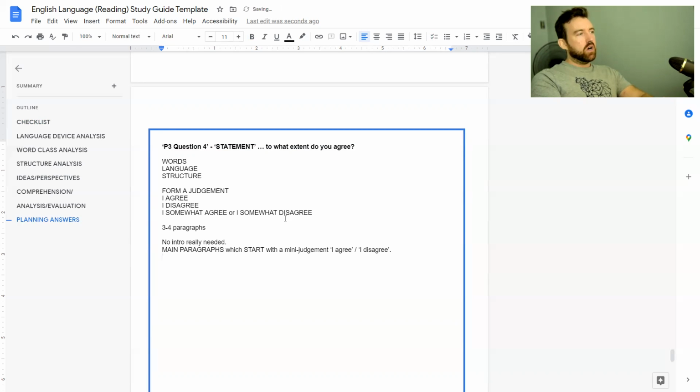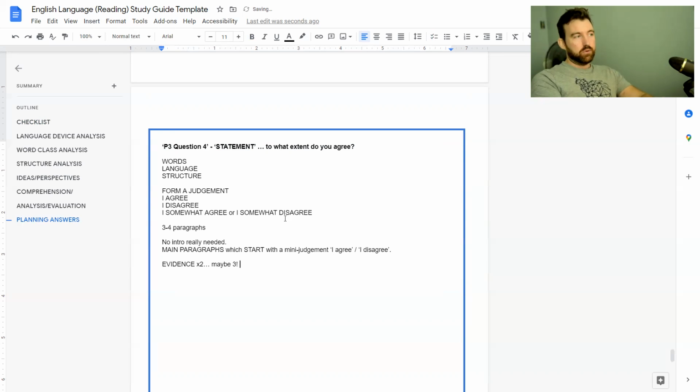But once you are into the main paragraphs, you're going to create that mini judgment, I agree or I disagree with the statement. You're then going to go into your evidence, obviously. Now, evidence for evaluation needs to be at least 2 bits, maybe 3 bits if you can.